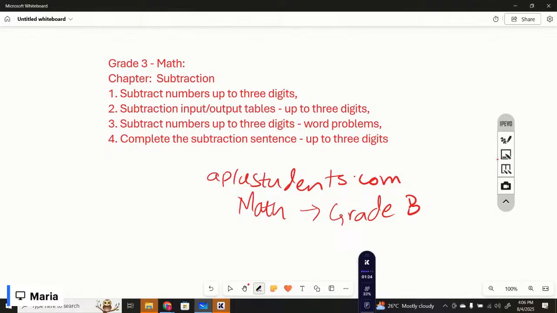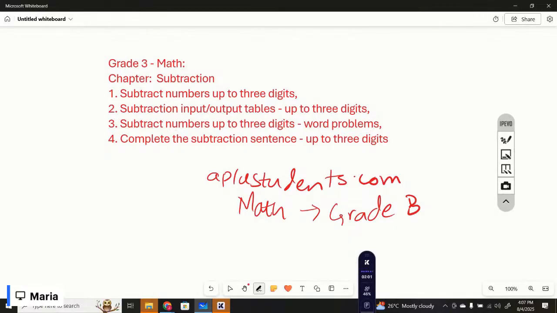There you can find a list of the chapters. We're going to start with the chapter subtraction. The lessons we're going to cover today are subtract numbers up to 3 digits, subtraction input output tables up to 3 digits, subtract numbers up to 3 digits word problems, complete the subtraction sentence up to 3 digits.